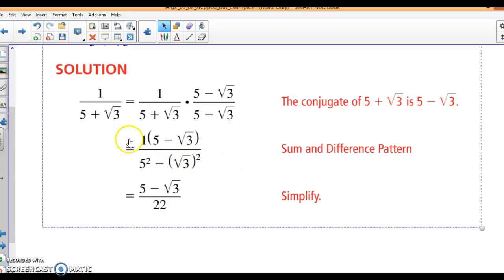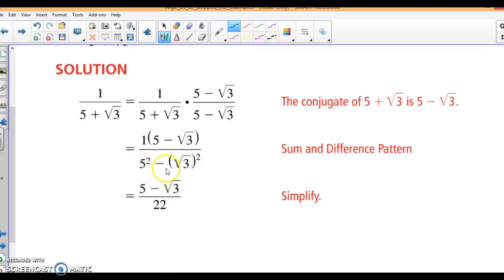So then I can just go ahead and simplify. So I just distribute whatever's in the numerator to both terms. So I end up with 5 minus the square root of 3. And then I can simplify the denominator. And I can do that because I know that 5 squared is 25. And I know that the square root of 3 squared is 3, right? Because these are inverse operations of each other, and so they kind of just cancel each other out. So I know that 25 minus 3 is 22.